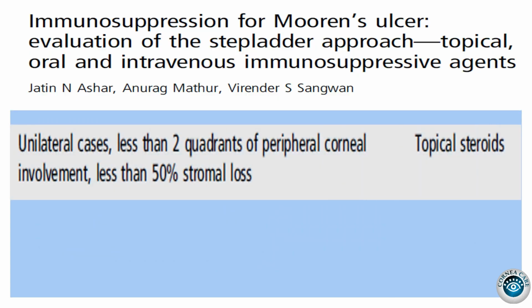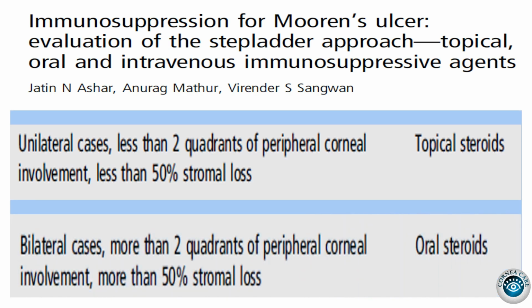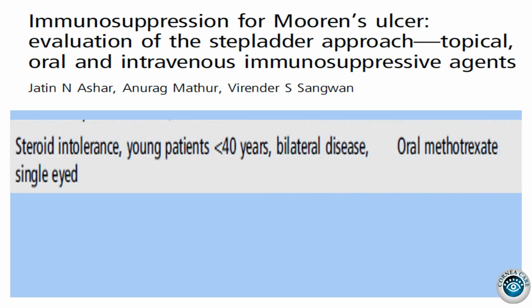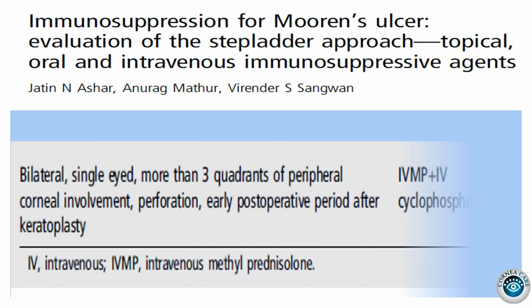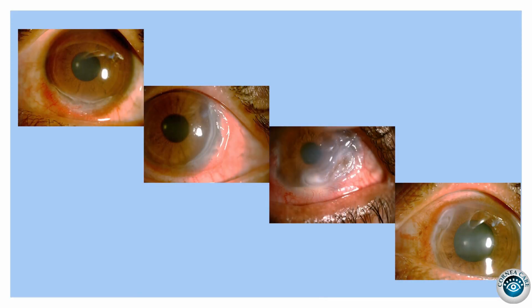In this paper, certain guidelines have been given which help in choosing the therapy. Bilateral disease always requires systemic immunosuppression. Oral methotrexate is used as steroid-sparing agent as well as in severe disease. IV methylpred is advised when perforation is impending, and the most severe cases require IV cyclophosphamide. With this basic background, let's go through some cases.